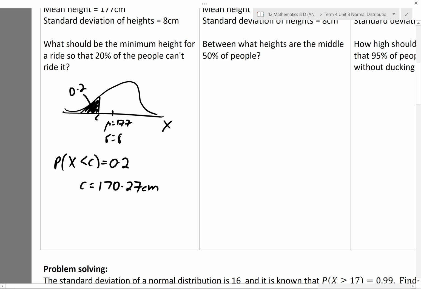Just check that that's reasonable. Yep, it's below the mean, it's on the left hand side, sounds good. So I'd write some sentence such as I should make the minimum height 170 centimeters. That's one type of problem.